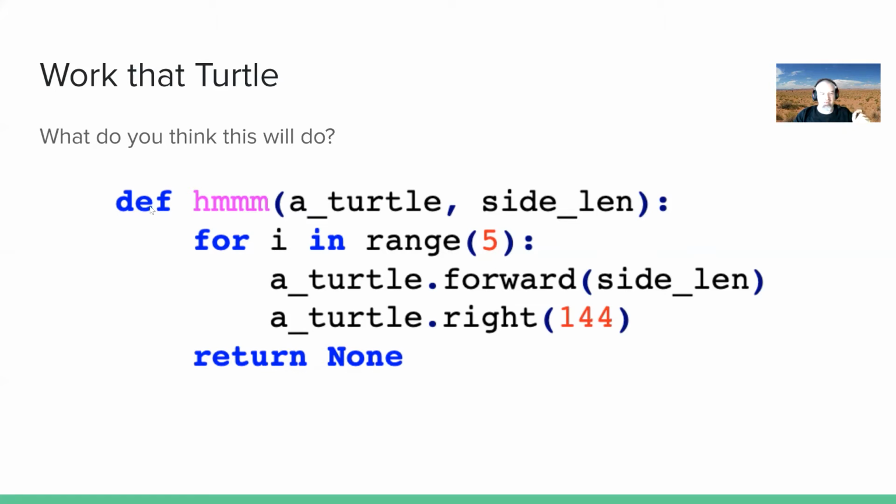So how do we know that, right? We know that we're defining a function and we're passing a turtle and side length parameter to it. Within the function itself, we have a for loop that's going to iterate 5 times through the loop. Each iteration is going to move the turtle forward by a distance equal to side length, and it is going to have the turtle turn right by 144 degrees.